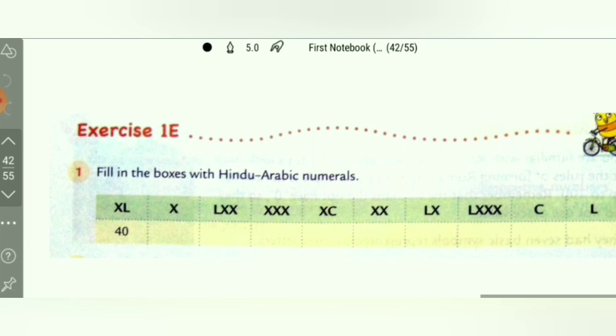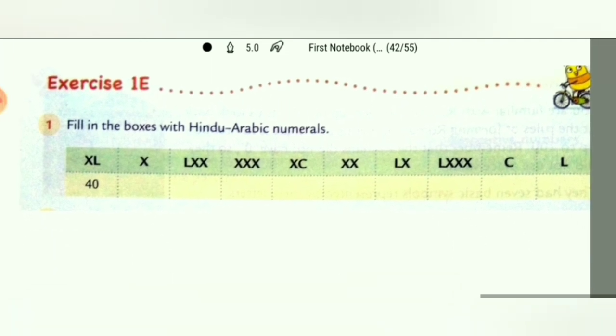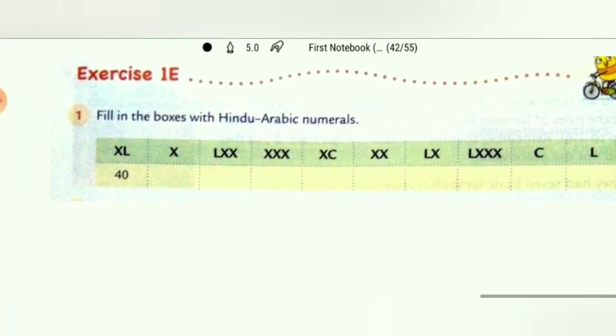Last exercise of this chapter, place value. Exercise 1E. First question. Fill in the boxes with Hindu Arabic numerals. See, XL, just now we have done, XL means 50 minus 10 is 40. This one, X is 10. LX is 50 plus 10 plus 10, 70. XXX is 30.